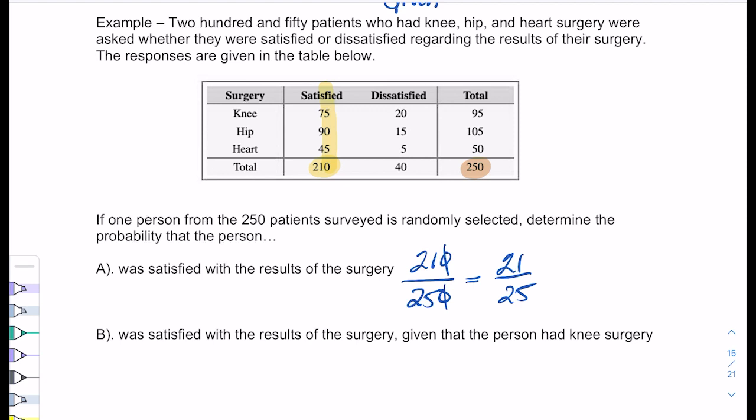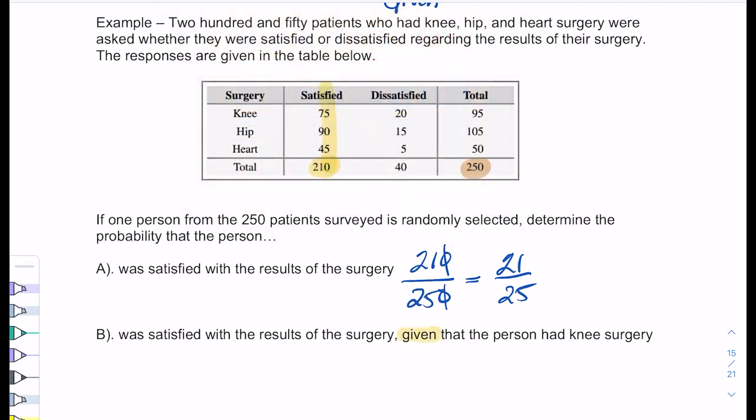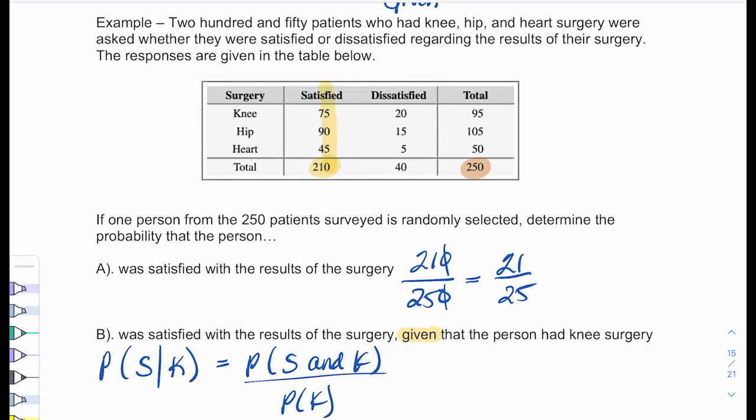But now, what's the probability that a person was satisfied with the results of the survey given, so here's the word given again, that means it's conditional, that the person had knee surgery. Okay, so I'm looking for the probability that someone was satisfied given they had knee surgery. So I'll just call it K for knee. So the formula would be this. You're looking for the probability someone is satisfied and has knee surgery over the given, the probability that someone had knee surgery.